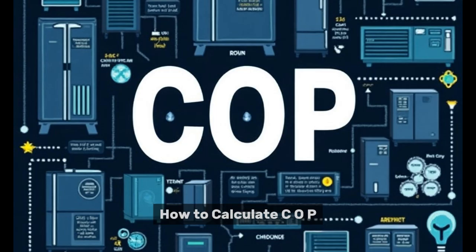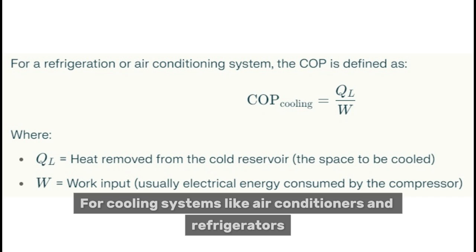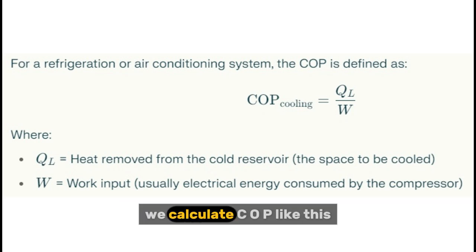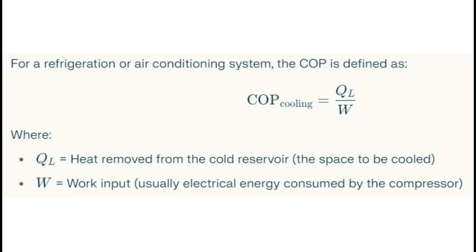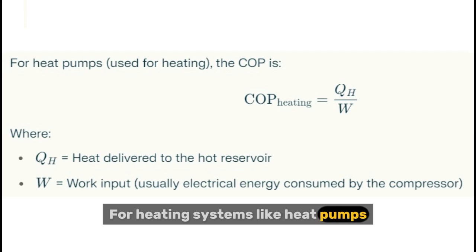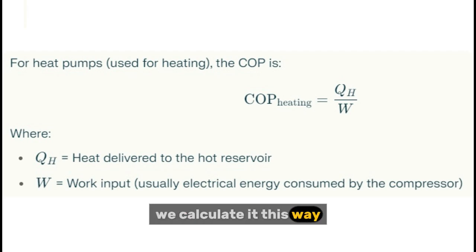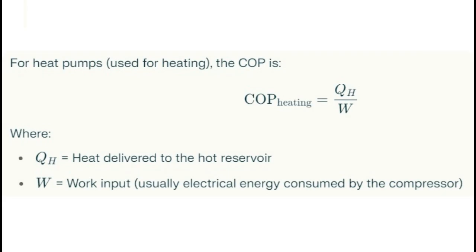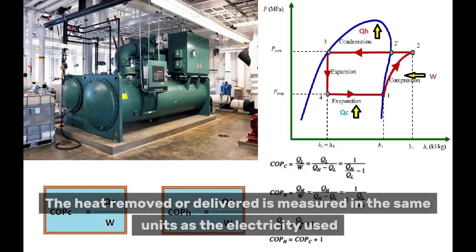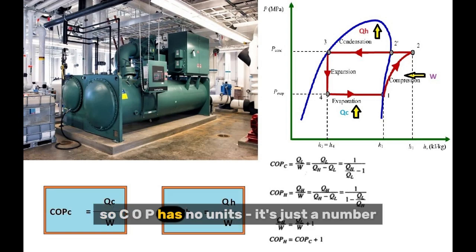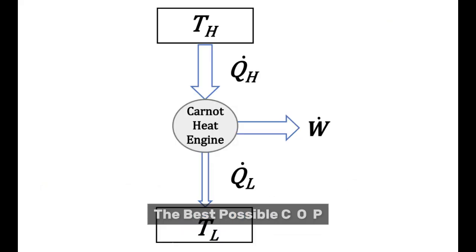How to calculate COP. For cooling systems like air conditioners and refrigerators, we calculate COP like this. COP for cooling equals heat removed divided by electricity used. For heating systems like heat pumps, we calculate it this way. COP for heating equals heat delivered divided by electricity used. The heat removed or delivered is measured in the same units as the electricity used, so COP has no units, it's just a number.